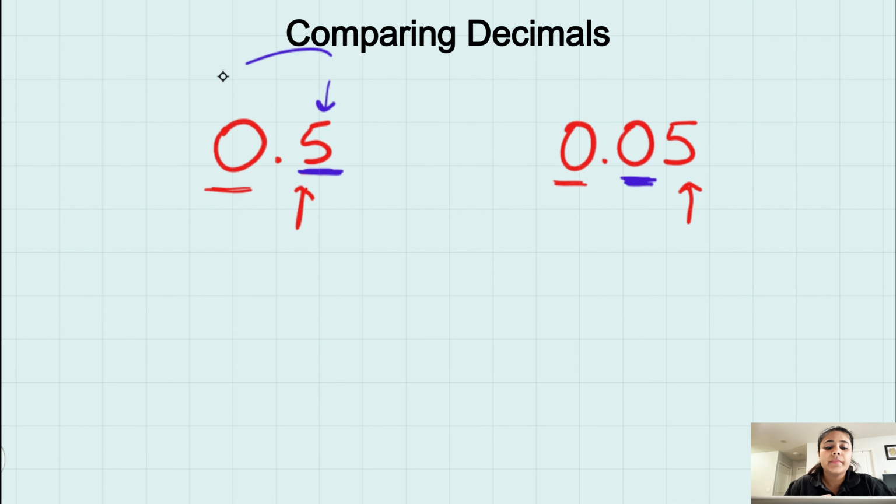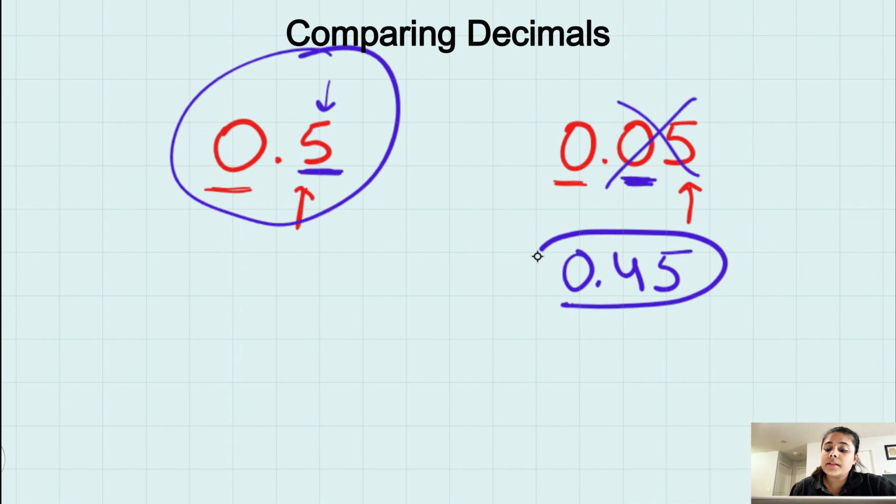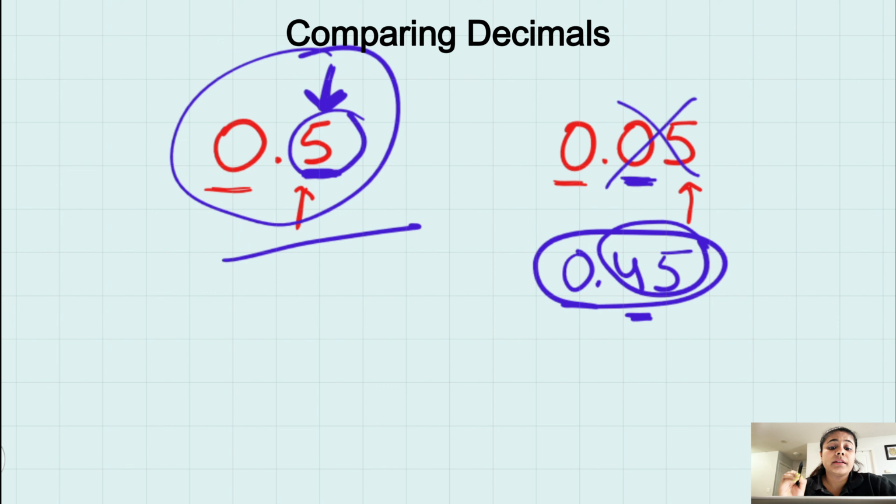So this is greater. Let's say instead of this number, we have 0.45. What is the number at 10th place? It's 4. And here it's a 5. So still 0.5 is bigger. Even if you can only see a 5 here and a 45 here, still 0.5 is bigger because, I am repeating it, you compare the digit at 10th place, not the entire number.